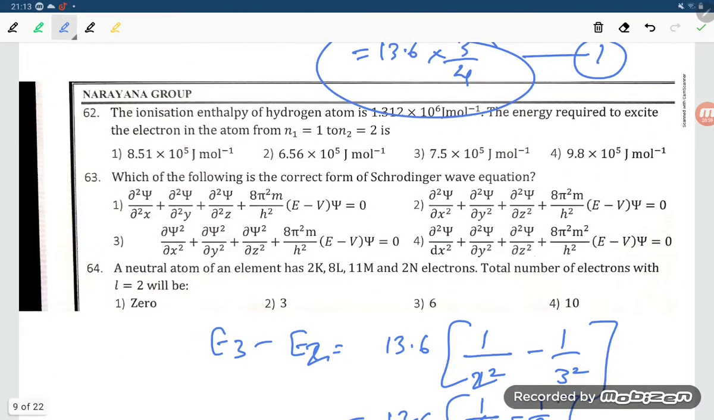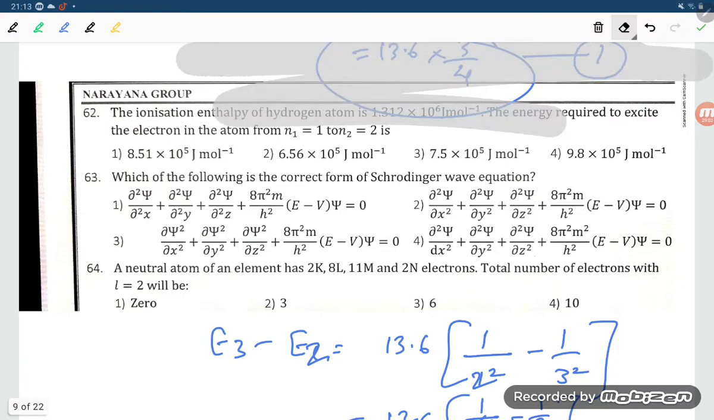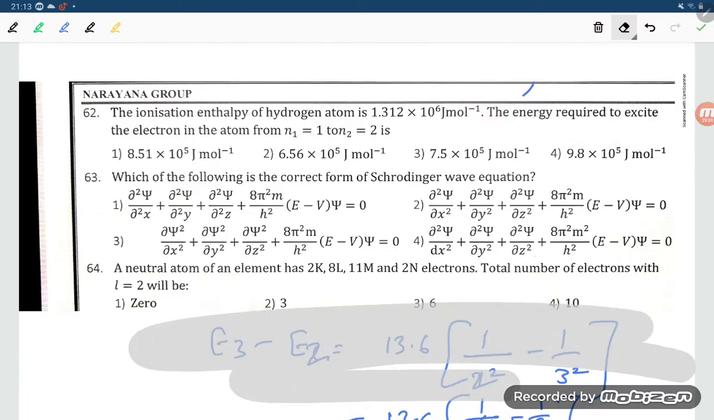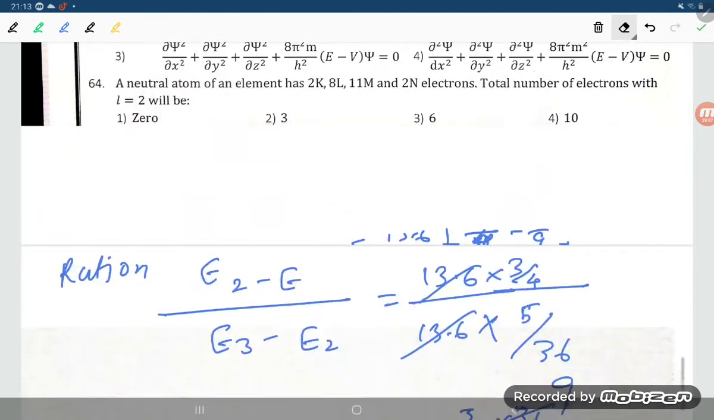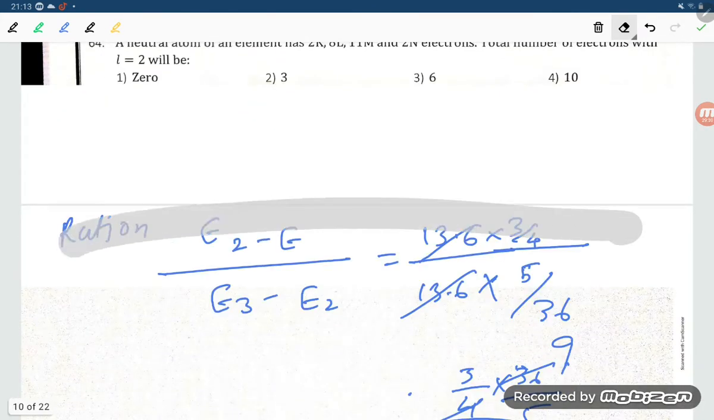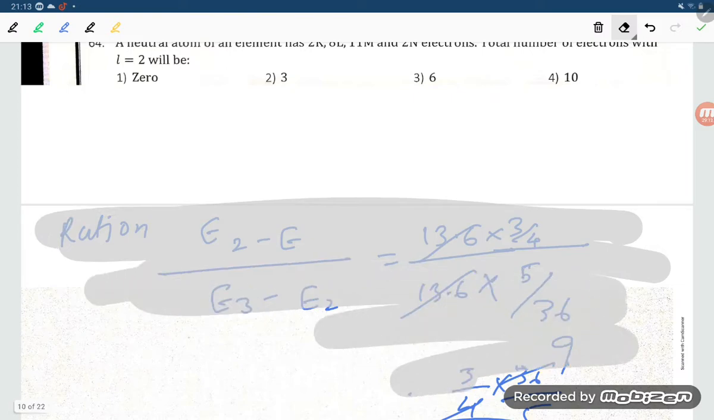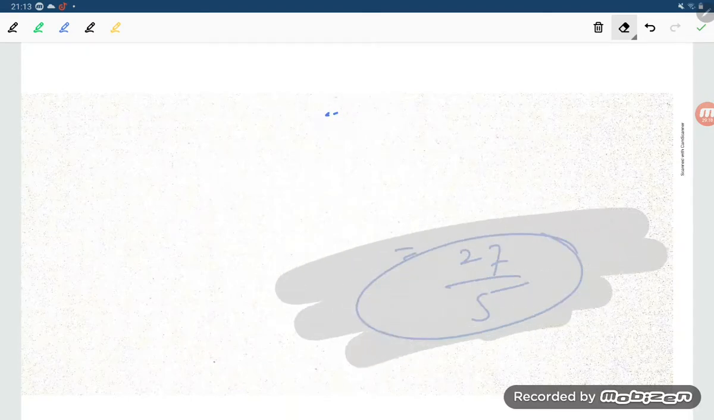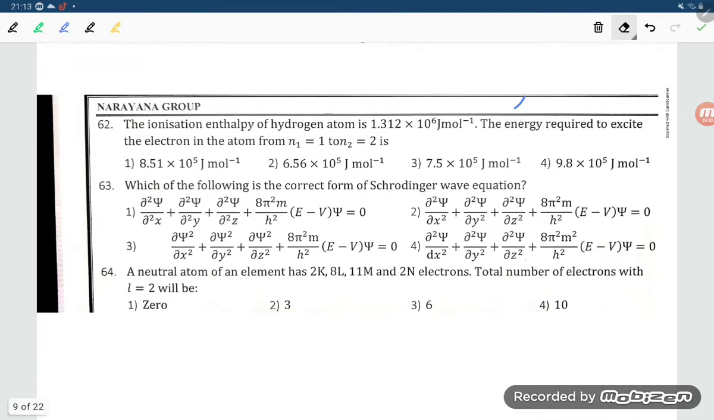So this is the wrong one. Now let us move to question number 62. What is the question saying, student? Question number 62 is also a nice question. Let us solve this question. Firstly, let me erase, then I will be able to solve it. The question says the ionization enthalpy of hydrogen atom is this one, and the energy required to excite the electron in the atom from n1 to n2. How will you solve this problem, student?